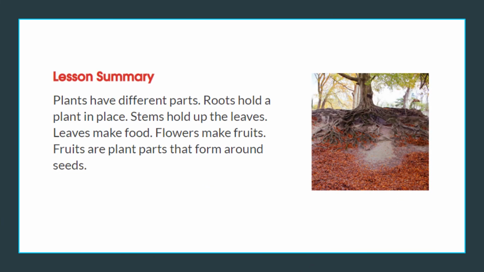Lesson summary. Plants have different parts. Roots hold the plant in place. Stems hold up the leaves. Leaves make food. Flowers make fruits. Fruits are plant parts that form around seeds. That pretty well sums up the important parts of our lesson today.